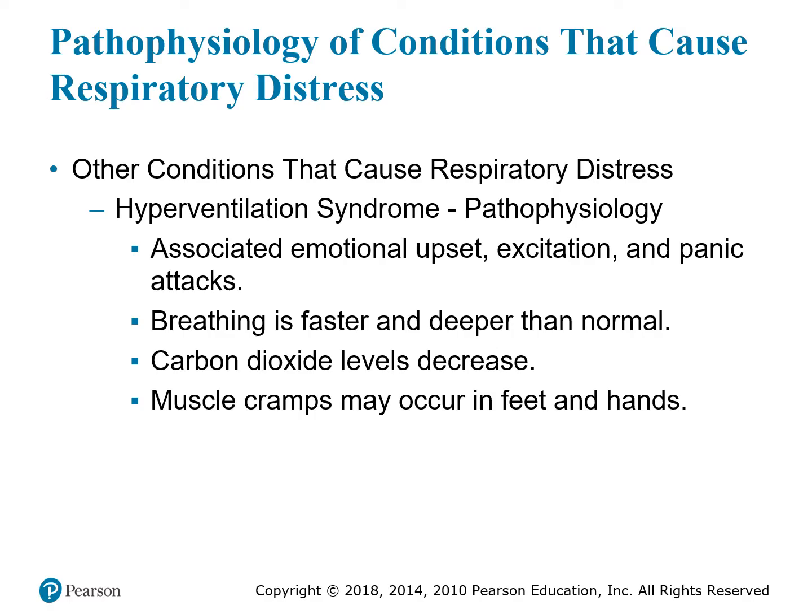All right, this slide is on hyperventilation syndrome, which I don't recall seeing on the exam. NREMT might ask you a couple questions on this, but this is typically your anxiety attacks, when your patients are so emotionally upset or excited, or it's a panic attack, that their breathing is faster and deeper than normal. And so they're breathing too much carbon dioxide out, and they may experience muscle cramps in the feet or the hands. For these patients, you don't want to withhold oxygen, but the goal here is just to try to calm them down.